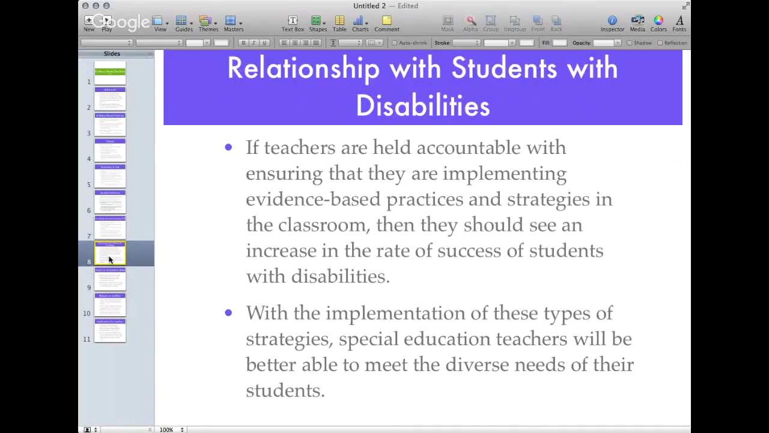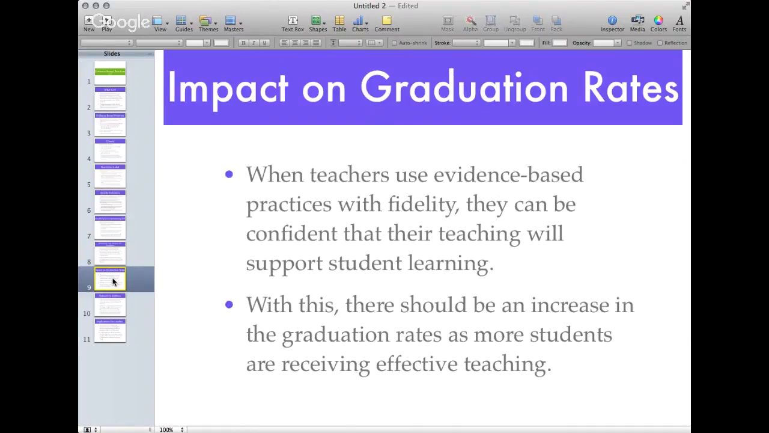The relationship with students with disabilities. If teachers are held accountable with ensuring that they are implementing evidence-based practices and strategies in the classroom, then they should see an increase in the rate of success of students with disabilities. With the implementation of these types of strategies, special education teachers will be better able to meet the diverse needs of their students. The impact on graduation rates. When teachers use evidence-based practices with fidelity, they can be confident that their teaching will support student learning. With this, there should be an increase in the graduation rates as more students are receiving effective teaching.